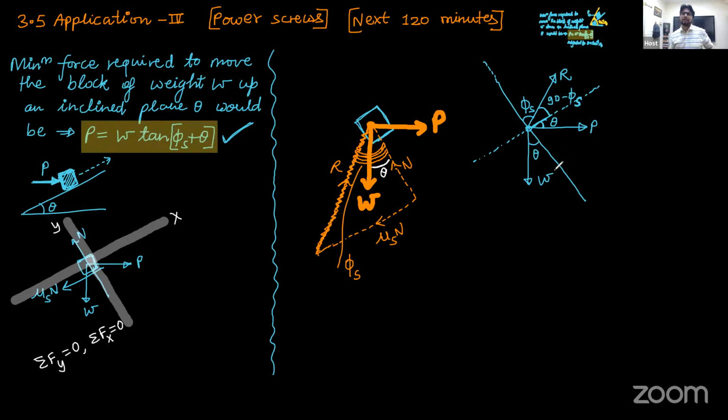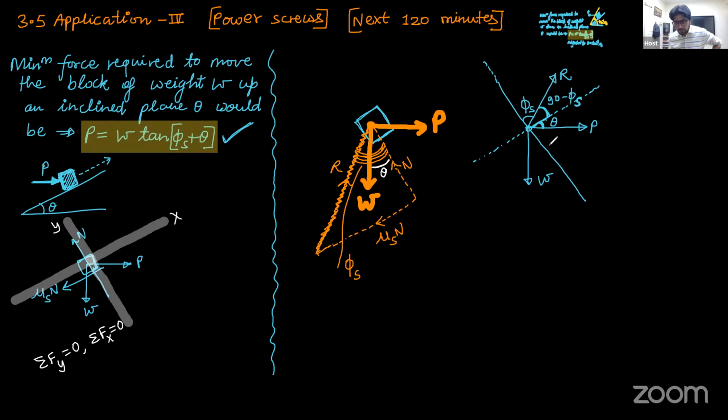So I can write W upon this. Now, what about the angle between W and R? Because I want to relate P and W together. Since this angle is 90 minus phi s, and this angle is theta, and this angle is 90 already, the third angle will be known now.